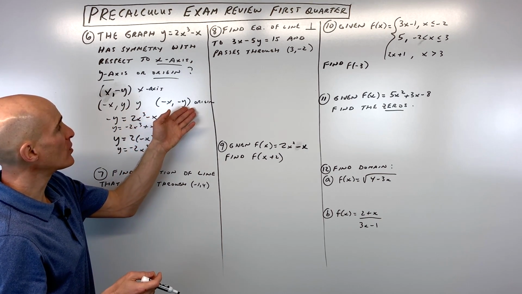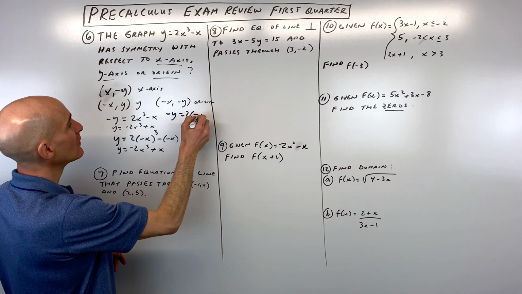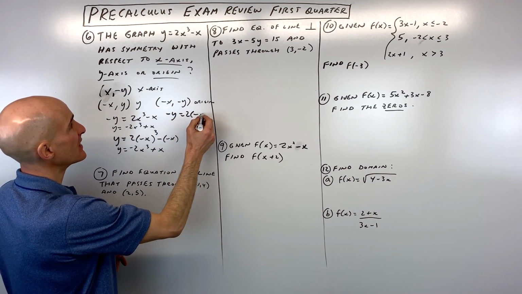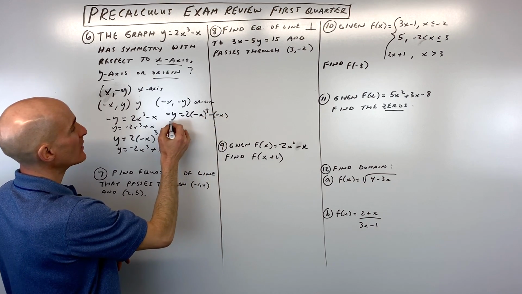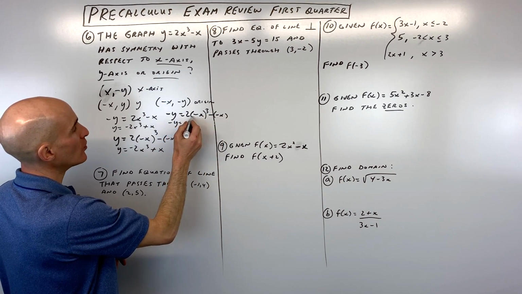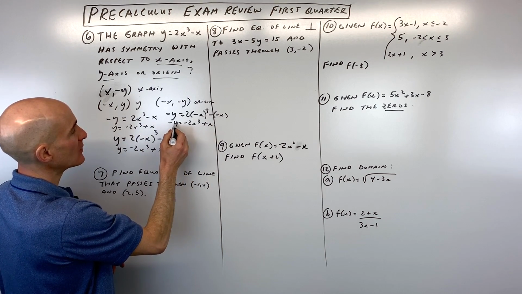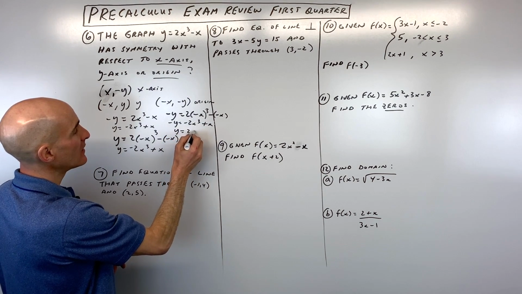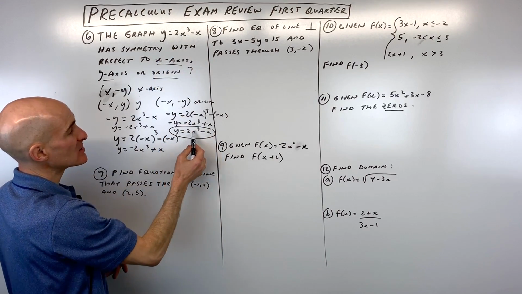Now for the origin, we're replacing both the x and the y with negative x and negative y. And when we simplify, let's see what happens. We have negative y equals negative 2x cubed plus x. If I multiply everything by -1 to get this to be a positive y, the signs are going to flip. And when we look at that, we see, oh, it's the same as the original equation.